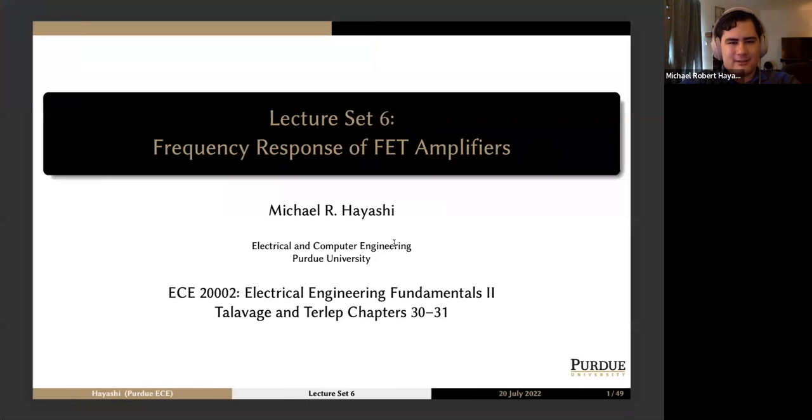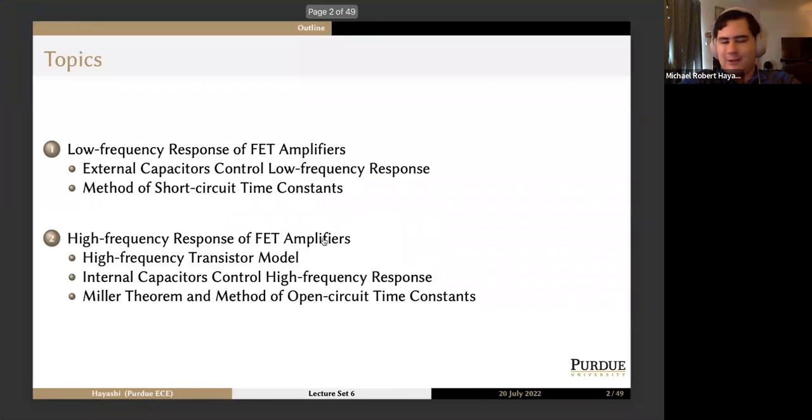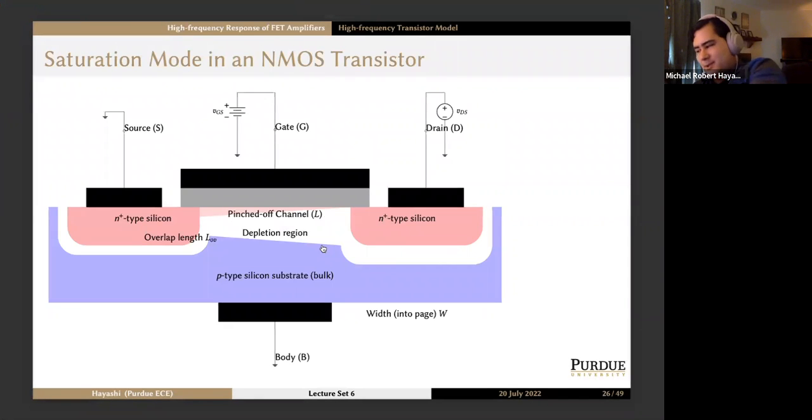So without further ado, I will share my screen and we will do some discussion on the frequency responsive FET amplifiers. Now we are ready to move on to the high frequency responsive FET amplifiers. So this picture should be familiar to most of you, hopefully all of you. But this is our diagram of an N-channel MOSFET. And I guess I didn't ever show this picture explicitly before, but this is the saturation mode, where now we have a pinched off channel right here. It goes to a single point at the drain.